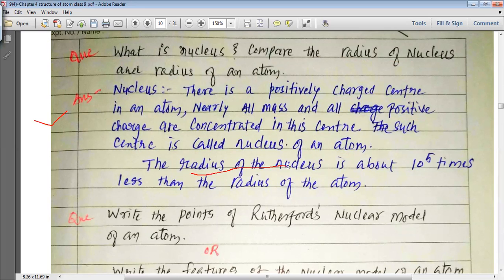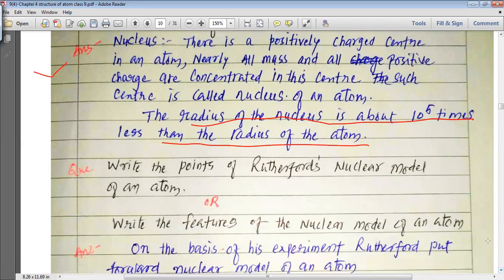The radius of the nucleus is about 10 to the power 5 times less than the radius of the atom. So if we compare the radius of the nucleus and the radius of the atom, then the radius of the nucleus is 10 to the power 5 times smaller. That means 1 lakh times less or 1 lakh times smaller than the radius of the atom.